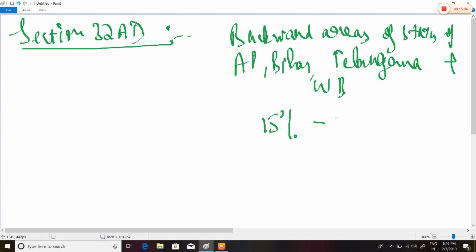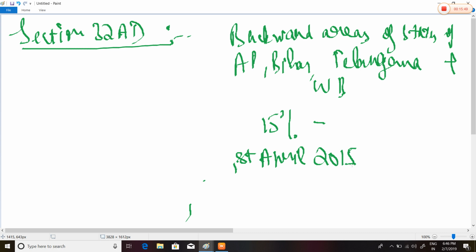Now, what are the two conditions? The SSC sets up an undertaking or enterprise for the manufacture or production of any article or thing on or after 1st April 2015, in any state as notified by the central government. Please remember the date. This might be asked.